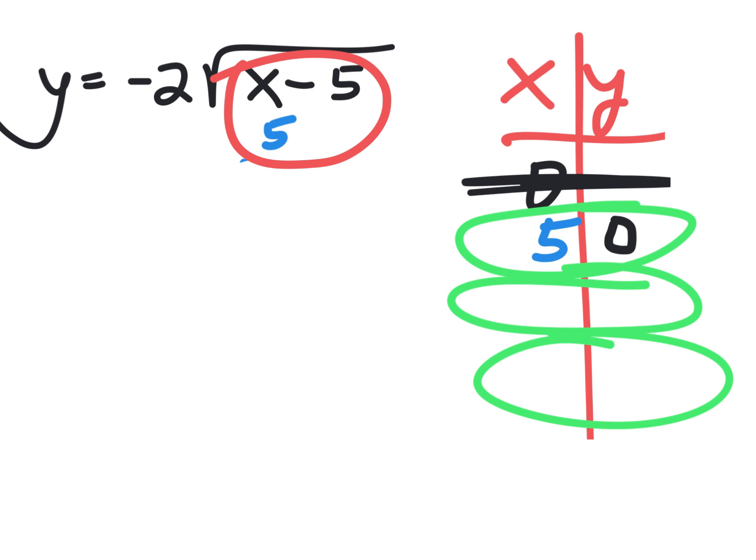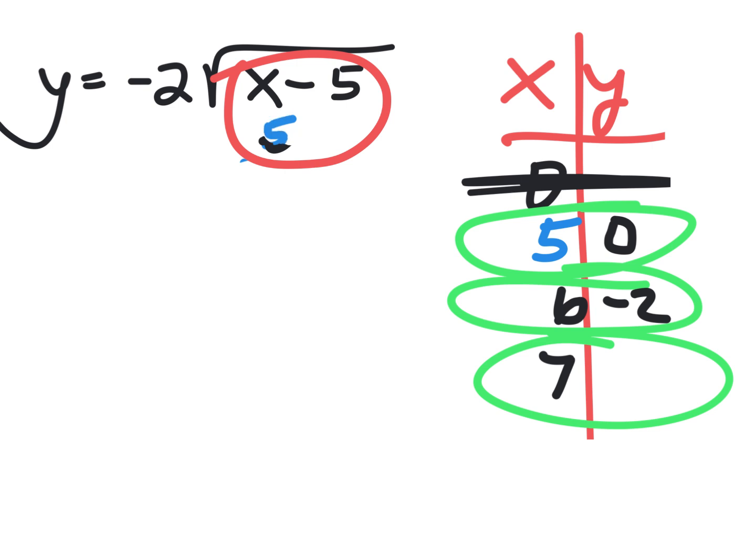6 comes out to -2. Do you agree? Awesome. In case you got lost on that one, it'd be 6 minus 5 is 1. Square root of 1 is 1. And then 1 times -2 is -2. All right. 7 doesn't work real nice.